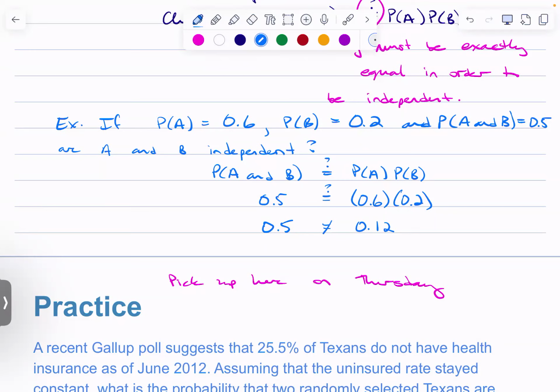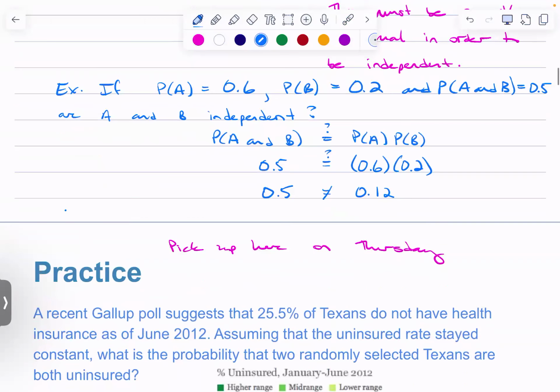And that's a reason why, unless you know they're independent, you don't want to jump into multiplying them together. And so therefore, A and B are not independent events.